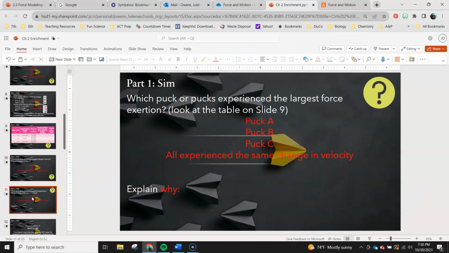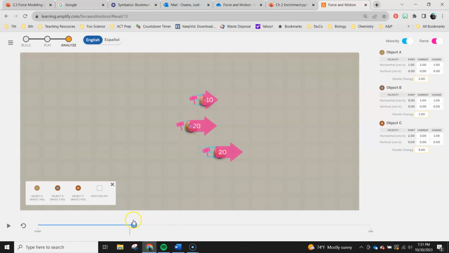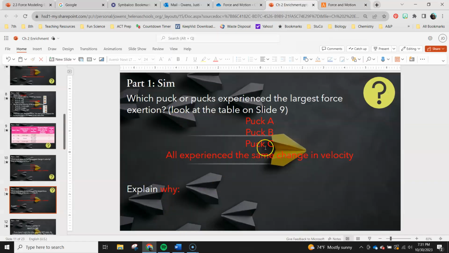With that being said, which puck or pucks experienced the largest force exertion? So if we look back, okay, they all had the exact same change, but did we put the same force on them? So if we scroll back to when we put our force, we can see this one only had a force of 10, this one had a force of 20, and C had a force of 20 as well. Okay, so did they all have the same force? No. Which ones had the most? Puck B and puck C. Okay. So you guys should have circled B and C there.